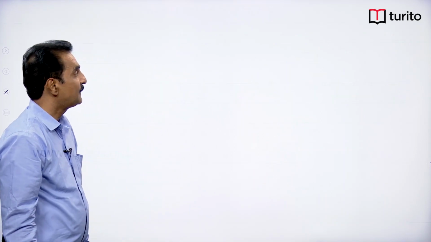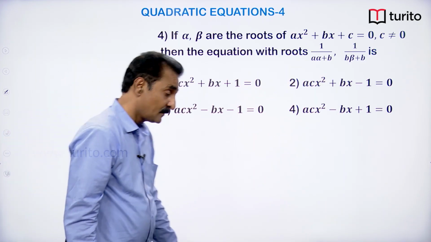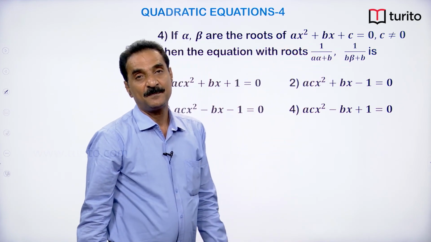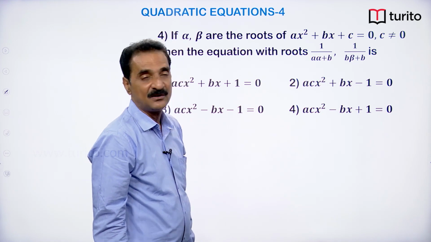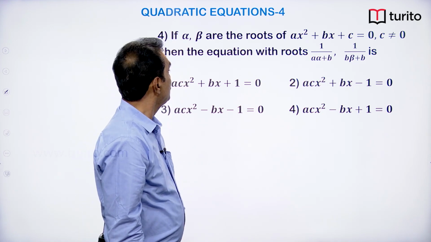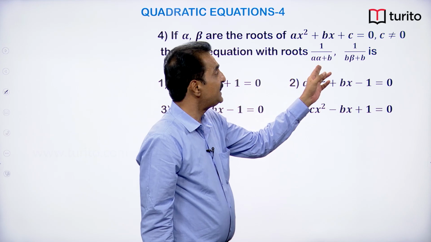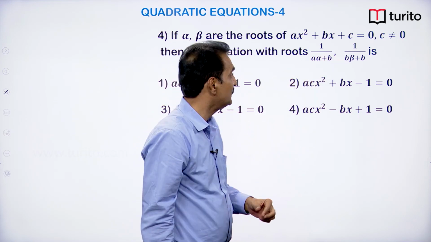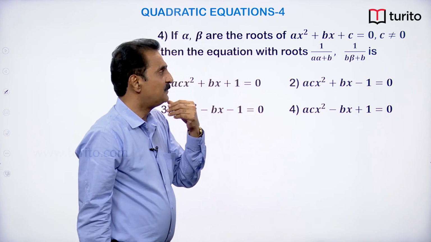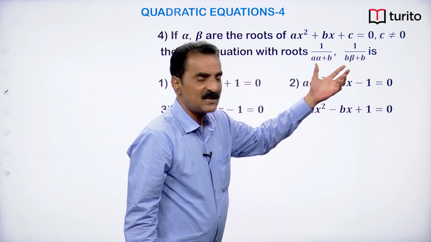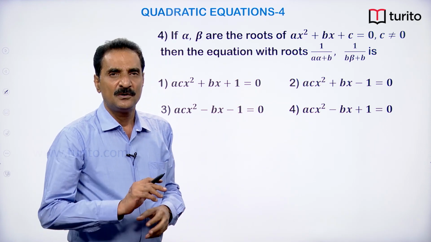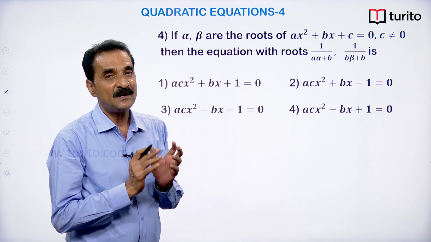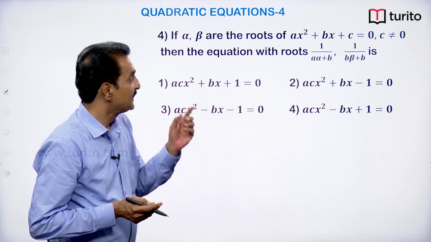Next question. If alpha and beta are the roots of ax square plus bx plus c is equal to 0 and c not equal to 0, the equation whose roots are 1 by (a alpha plus b) and 1 by (a beta plus b) is. And the roots are transformed in the same manner. So, you may proceed just like the previous question, but here we have an alternate method.